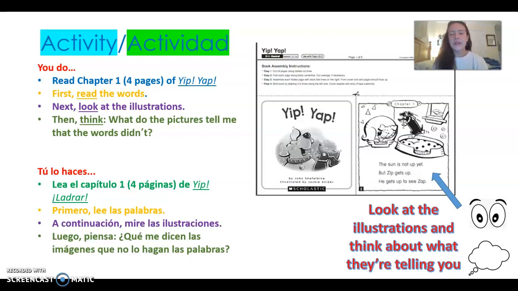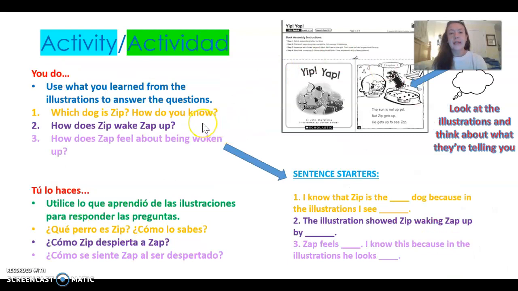And so then you guys are going to take everything you learn from the illustrations and you're going to answer a few questions. Number 1, which dog is Zip and how do you know? How does Zip wake up Zap? And how does Zap feel about being woken up? So I gave you some sentence starters to help you. Those just kind of help you organize the information to answer the question.